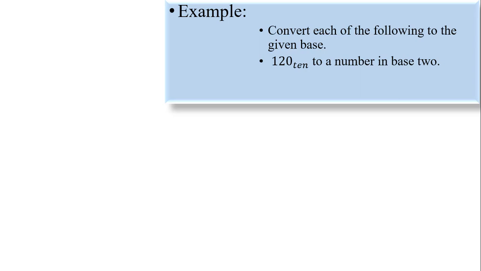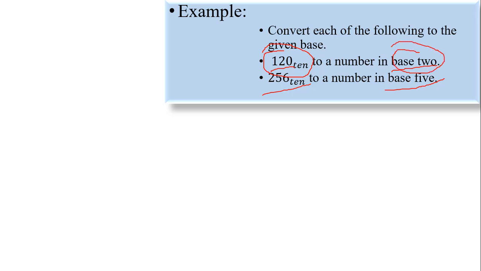Another one. 256 base 10 to a number in base 5. Now, don't let us forget our number, then the required base is base 2. Number, then the required base is base 5 here. Now, we are converting 120 base 10 to a number in base 2. And we are converting 256 base 10 here to a number in base 5.